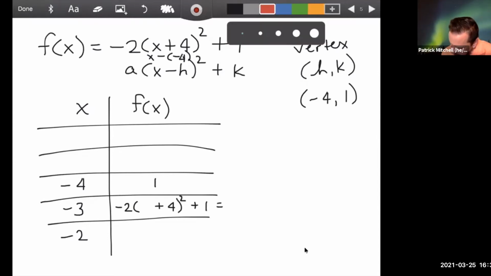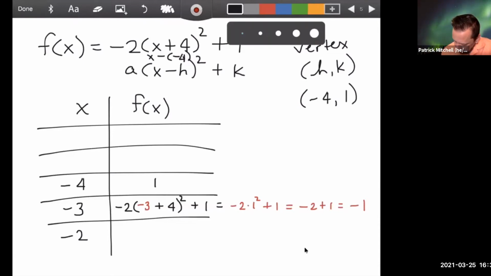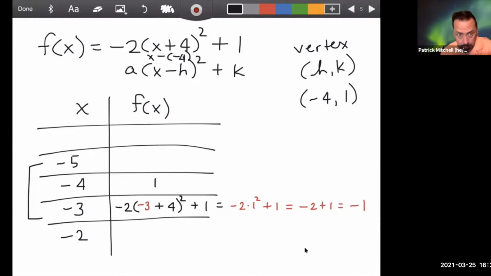All right, so if we put a -3 in there, -3 plus 4 is 1. 1 squared is 1. -2 times 1 is -2. -2 plus 1 is -1. So the y value that goes with -3 is -1. And so if we mirror that across the vertex to -5, which is 1 unit to the left of the vertex, that's also going to be a -1.